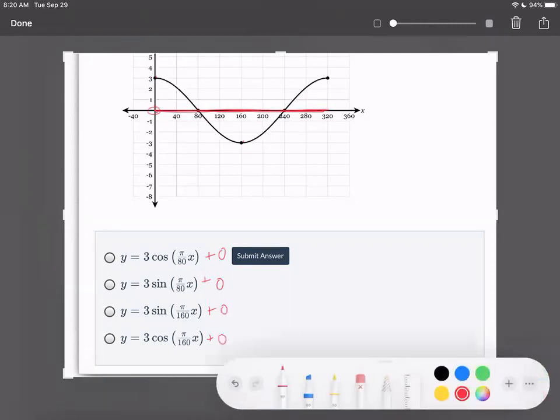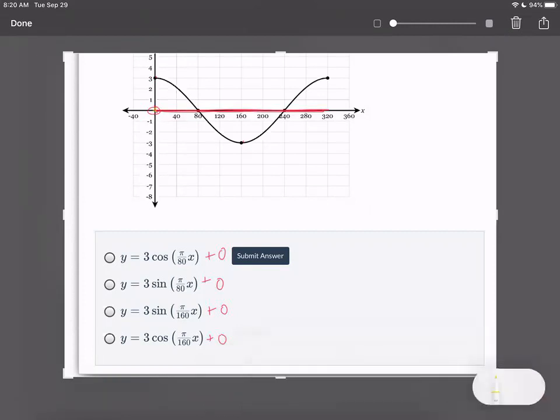Then we also have to look at our amplitude. Amplitude is the distance from the midline to the top or the midline to the bottom, and you can see that it has a distance of 3. Then you can see that all over here they have a 3. So far we haven't eliminated anything, but we do know that our midline was 0 and our amplitude is 3, and so far things are looking good.